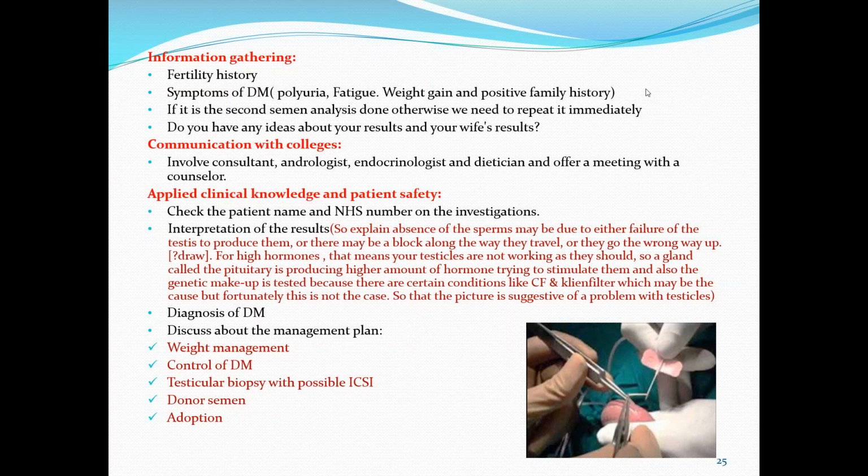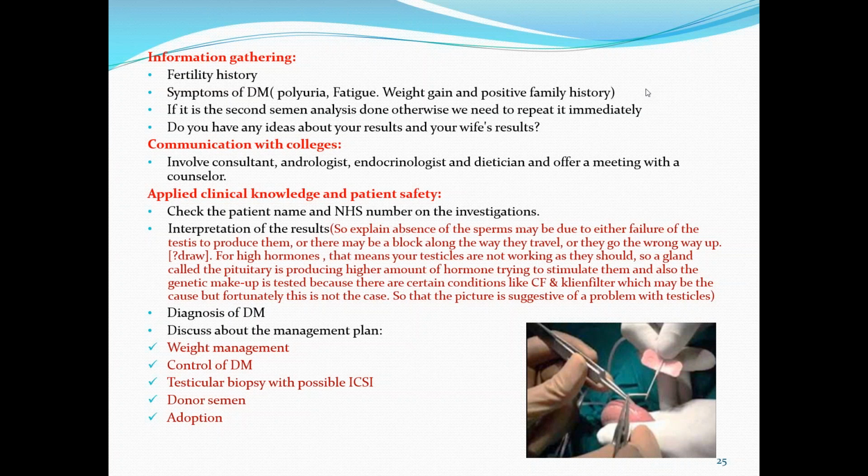Tell him that you know about the azoospermia, absence of sperm, and then explain the causes. Based on your result, because of the high hormone, it means that your testis is not working properly. Then you need to tell him about the new diagnosis of diabetes mellitus, and that it can explain the symptoms you suffered recently of weight gain and fatigue. This can be due to the diabetes. That's why we need to refer to an endocrinologist to put a plan for this newly discovered diabetes.